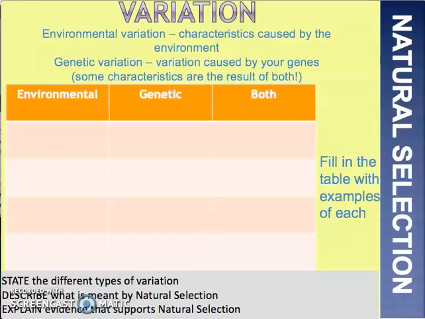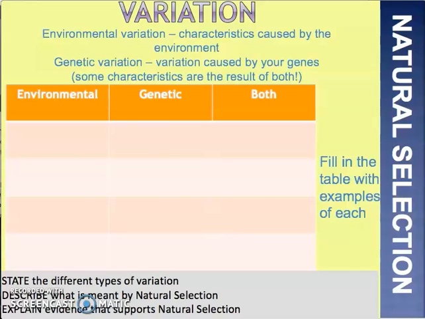Genetic would be eye colour. Okay, your eye colour is not to do with the environment. It is because of your genes. So eye colour would be genetic. And an example of both would be, for example, weight. So yes, if somebody eats a lot of food, they will have a higher body mass. Okay, but it can be due to genetic factors as well. Okay, so I would put height and weight in the both column.